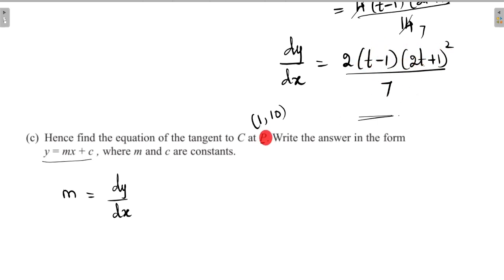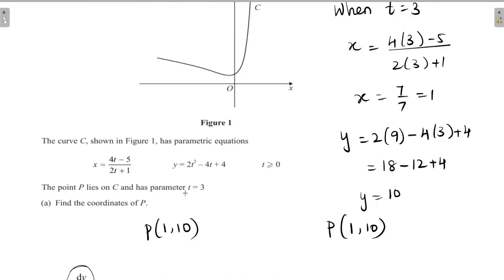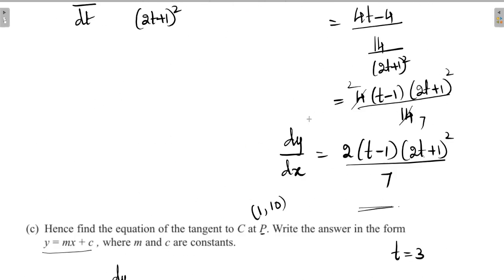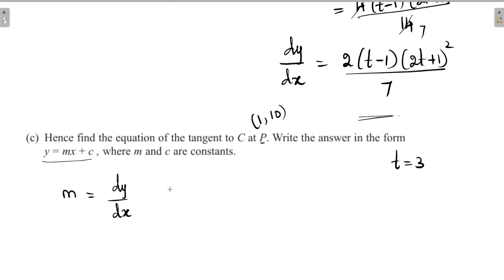Our dy by dx is also in terms of t, that is the parametric form. So at the point P, the parameter t is t equal to 3, which is already given in the question. So let's replace t equal to 3 in our dy by dx. When t equal to 3, dy by dx, that is m, is equal to 2 times 3 minus 1. 3 minus 1 is 2.